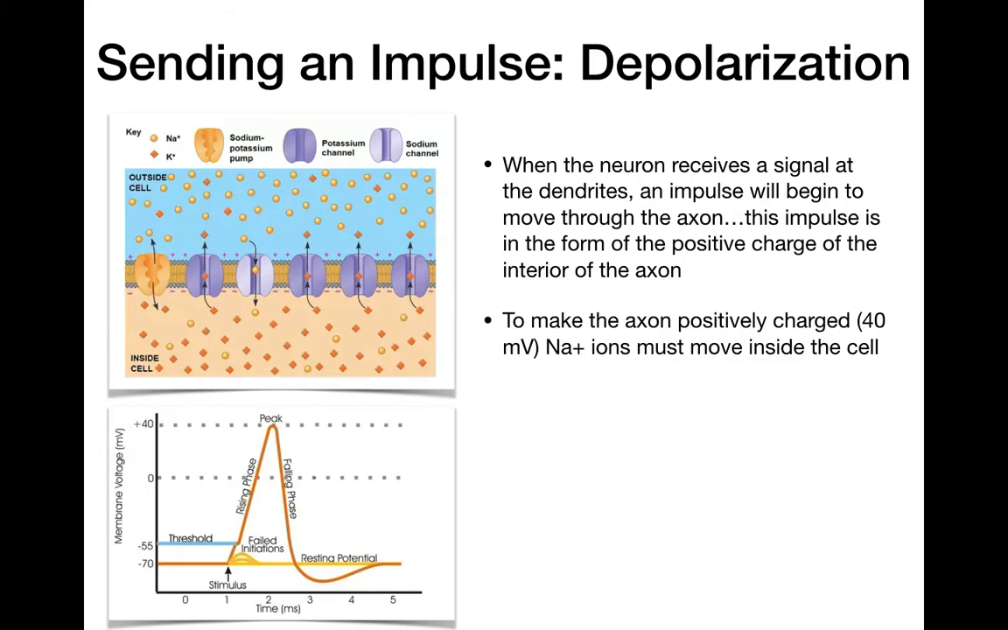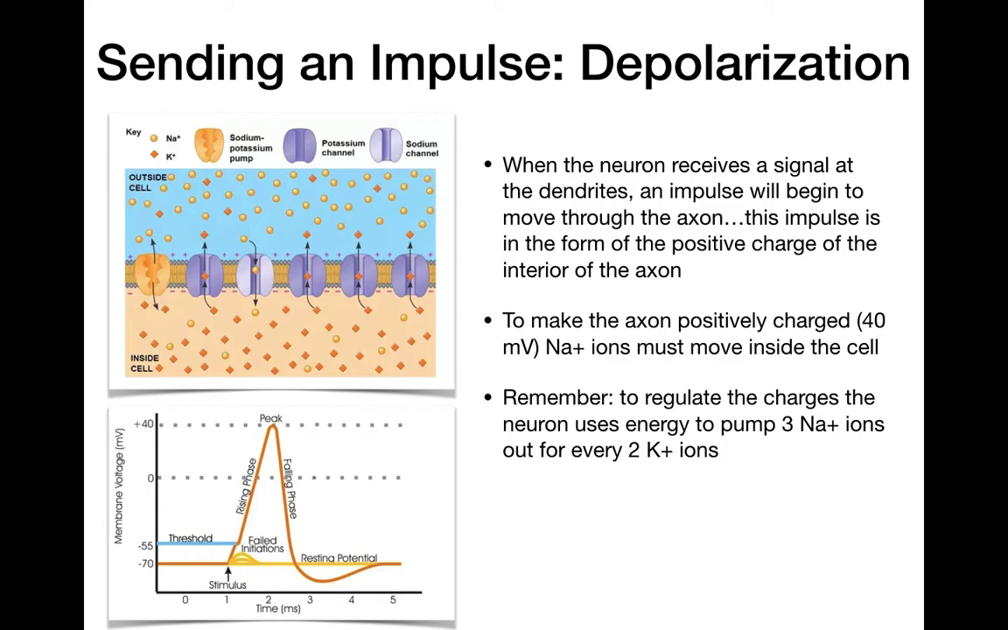Okay, so how does this work? Well, the neuron's going to receive signals from other neurons at the dendrites, and that impulse is going to move through the axon. And that impulse, we just said, is a positive charge in the axon. That's what makes the signal. To make it reach at least plus 40 millivolts, that's our signal here, we have to have sodium ions moving inside. Remember, sodium is outside, salty banana, so they tend to move in through the sodium channels. And to do that, it has to open these certain channels.